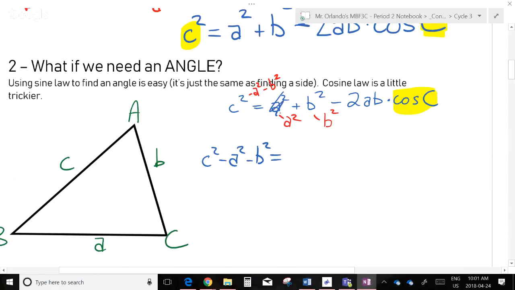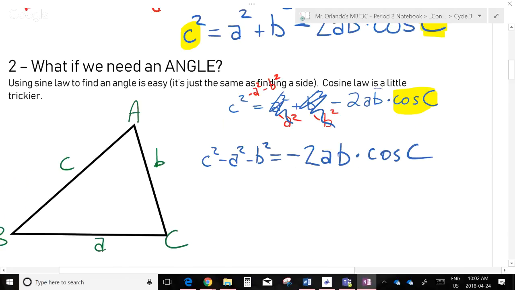And on this side, these cancel each other out, right? If I have positive A squared and negative A squared, that's gone. Same with B squared. So what's left over here? Negative 2 times A times B.